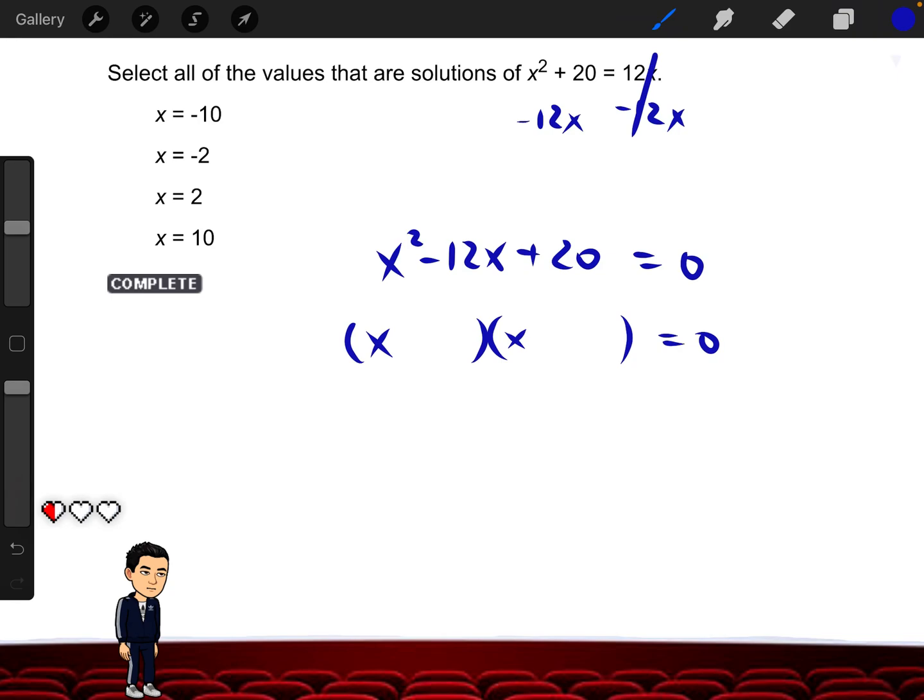Okay, so you're going to write x minus 10, x minus 2, and then set each factor equal to 0. So you're going to get x equals 10 or 2. So you want to check the last two.